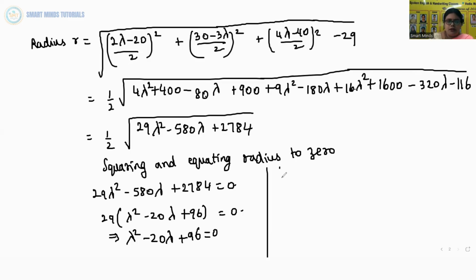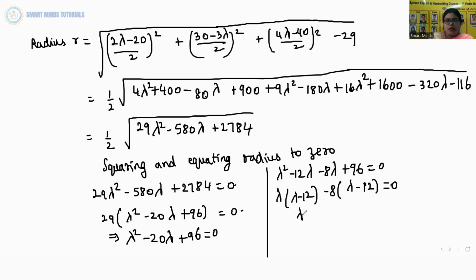Now you split the middle term. So you will get lambda square minus 12 lambda minus 8 lambda plus 96 is 0. If I take lambda common, we get lambda minus 12. And if I take minus 8 common, we get lambda minus 12. So lambda minus 12 is again common. We get lambda minus 8. So lambda is equal to 8 and 12.